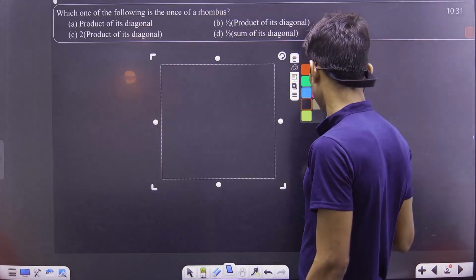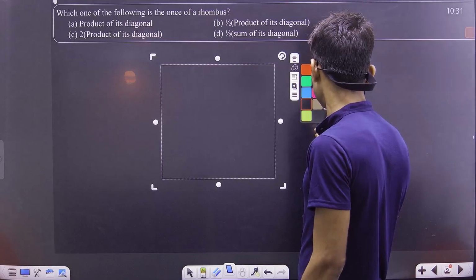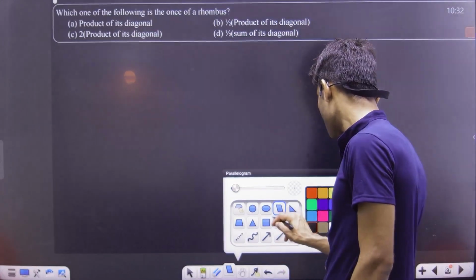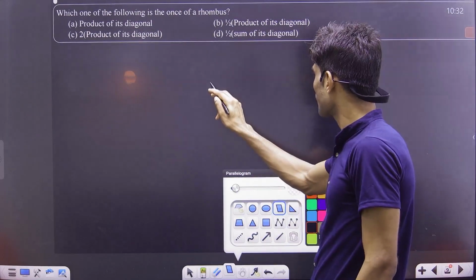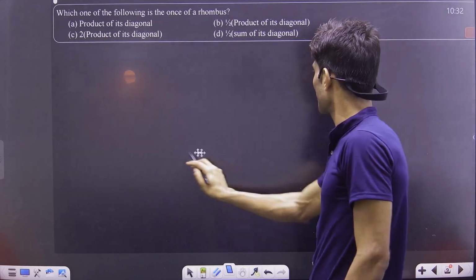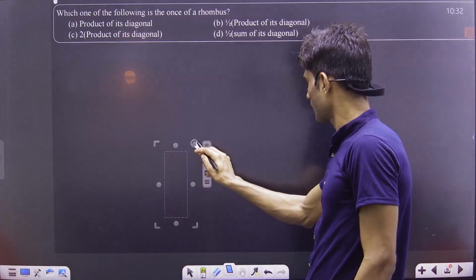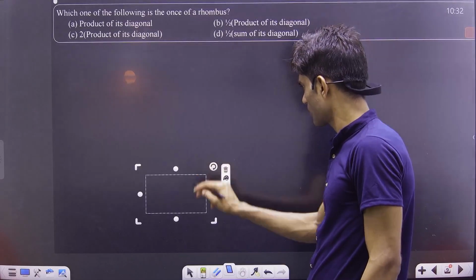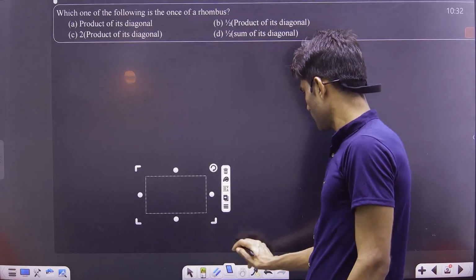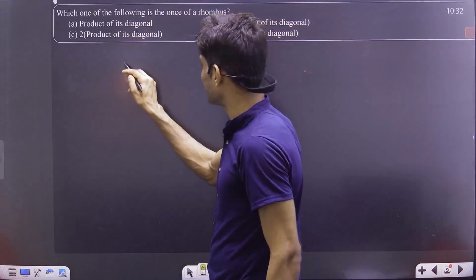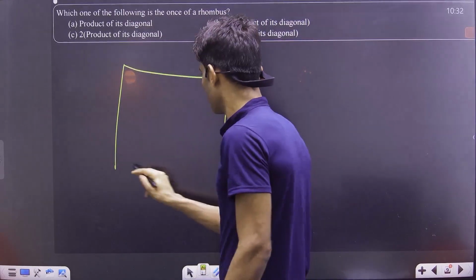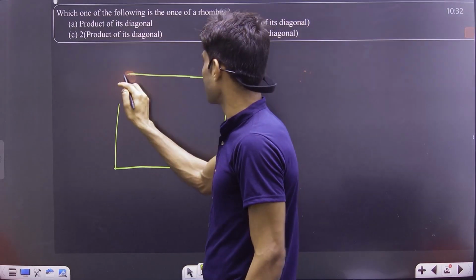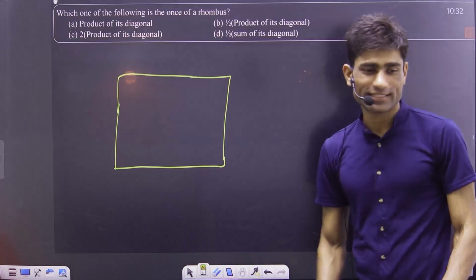Okay, so it does not look like a rhombus. Let me plot another one here. Not able to plot this one, so let me plot it by myself. Okay, this one is a little bit, yeah. This one is our rhombus. Consider it as the rhombus.